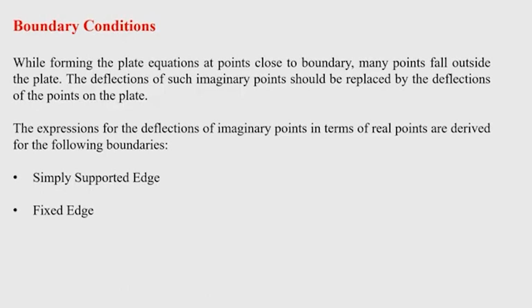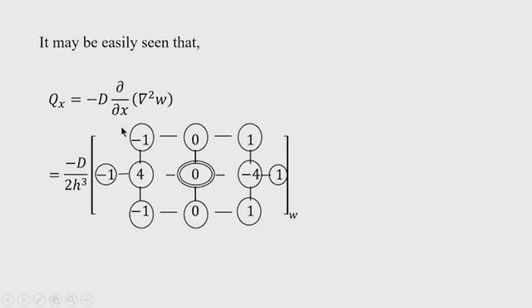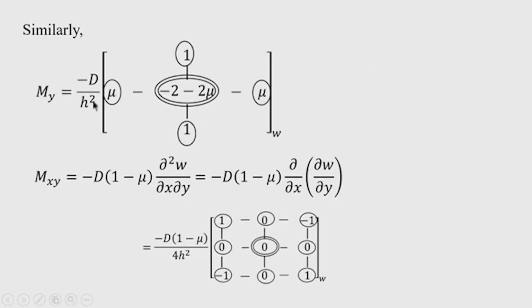Okay. Now, the boundary conditions that we encounter in the plate buckling problem may be a simply supported edge, a fixed edge, or a free edge. I have not worked out the free edge condition here, because it is slightly lengthy, but one can apply it using Vx, Qx and mx or my at the free edge to be 0.